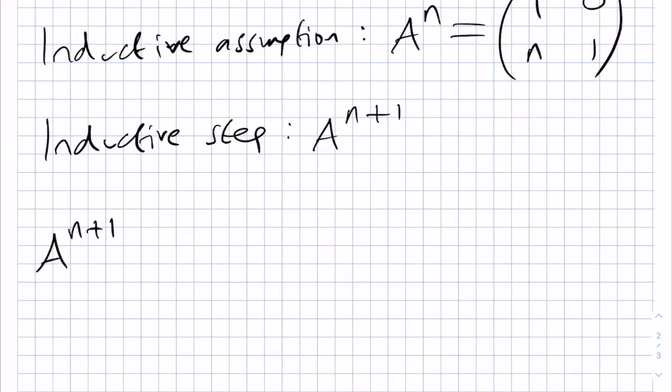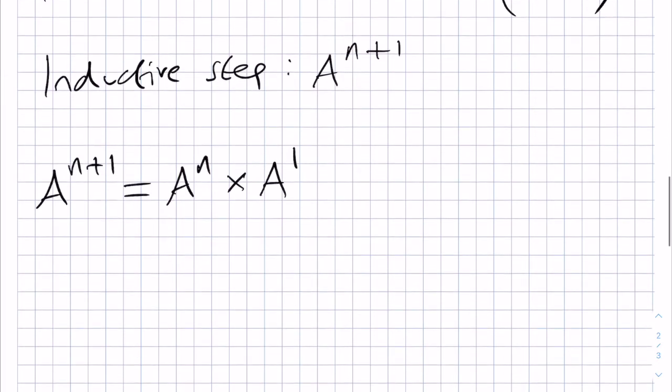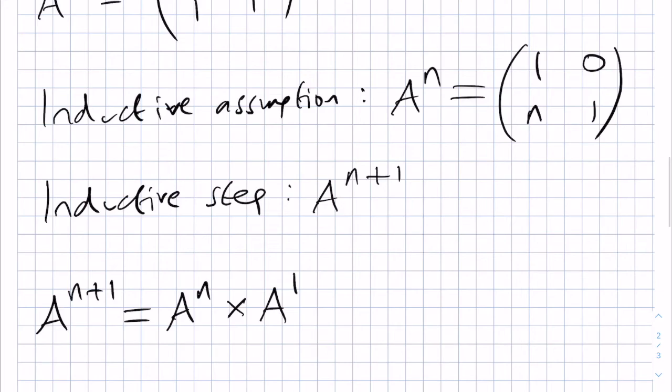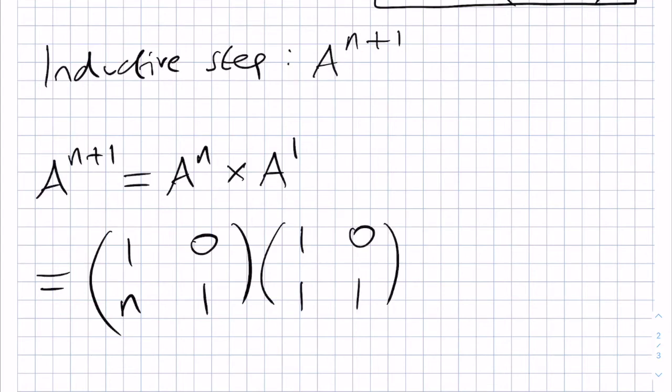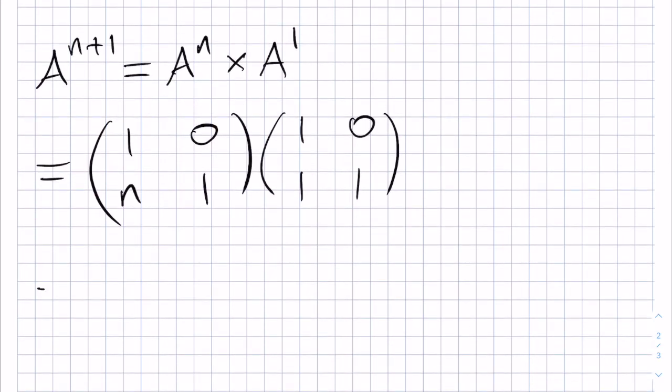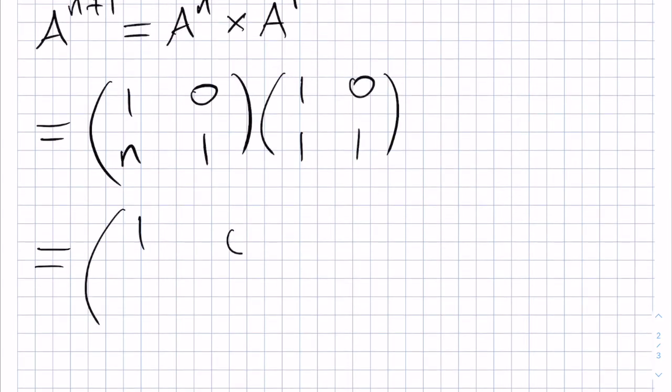Well, A to the n plus 1 is equal to A to the n multiplied by A, just from the adding of the powers. This is secretly A to the power of 1 here. And so we can use our inductive assumption on A to the power of n, namely we have this result here. So A to the n is 1, 0, n, 1, and A to the 1, we know from our original definition, is 1, 0, 1, 1, and then we multiply these out, and we will get 1, 0, and then, as required, n plus 1, and then lastly 1.